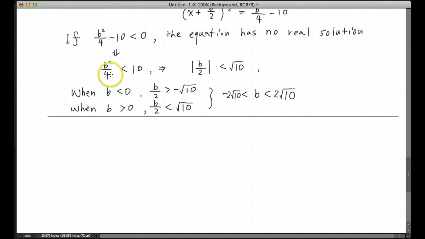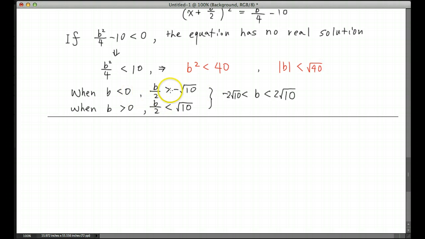So actually in the first place we can multiply 4 on both sides, changing this one into b squared. Yeah, we can do it this way. So it's actually equivalent to b squared less than 40, right? So in the first place, if we do this, let's just change everything. This one should be b squared less than 40, and then if you take the square root, you should get b less than square root 40.